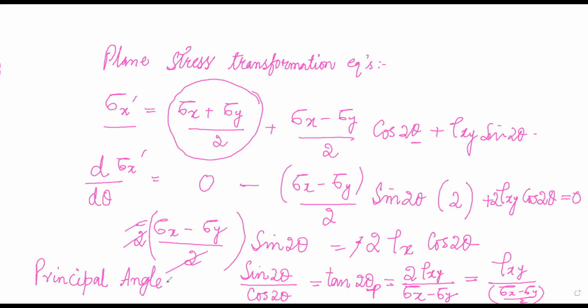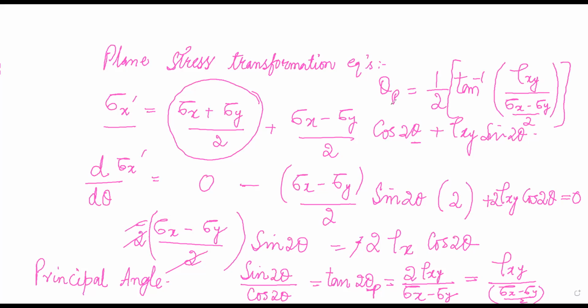Okay. So I can at least say that the principal angle is equal to 1 by 2 tan inverse of tau xy divided by sigma x minus sigma y by 2. This angle theta p represents the maximum value or the minimum value. Are you getting me or not? I can also represent this theta in some other way.